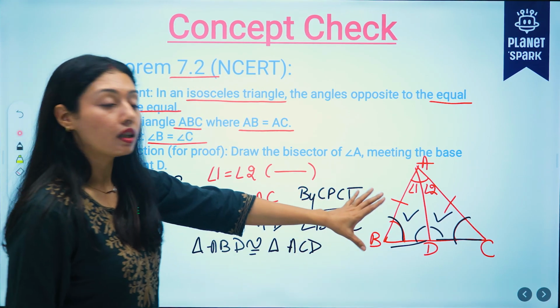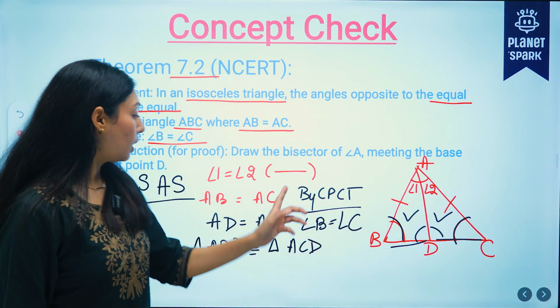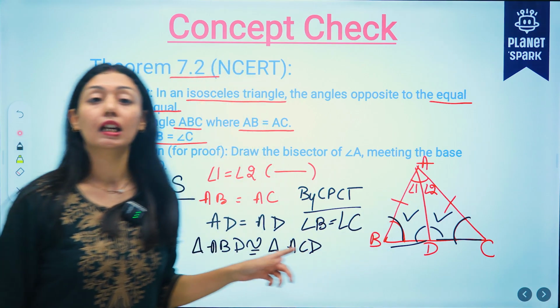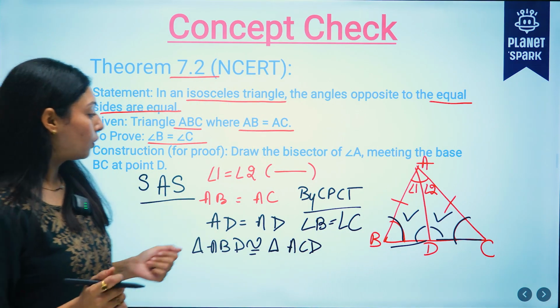So what have we proved here? Isosceles triangle है हमारे पास with equal sides. So we can say whenever we have equal sides there in isosceles triangle, the opposite angles will also be equal. That is how we prove it with the help of the congruence criteria there, right?